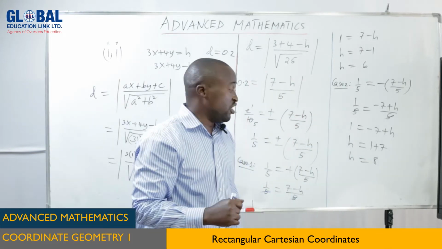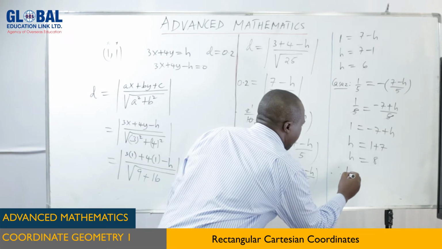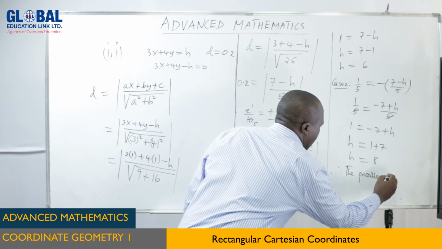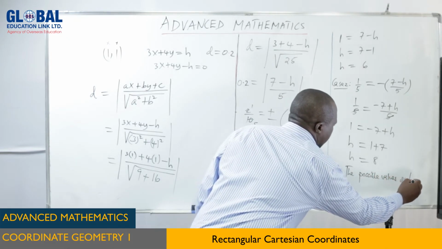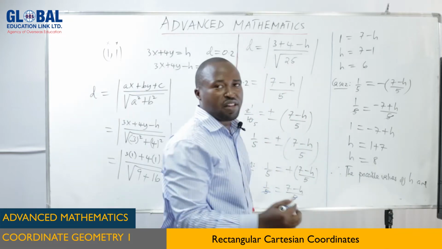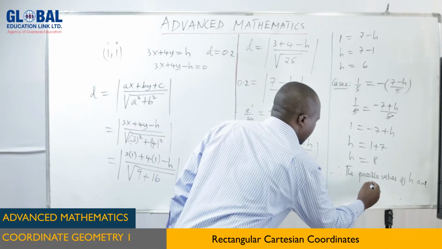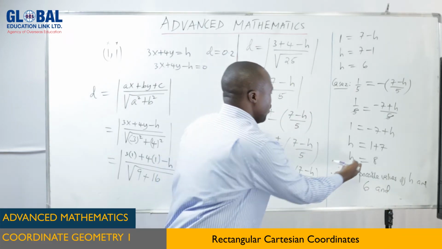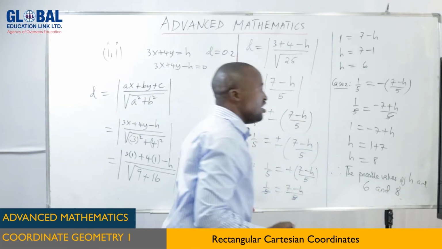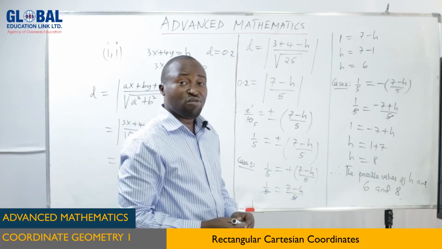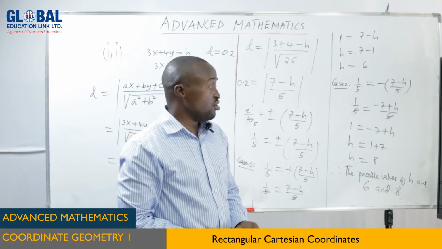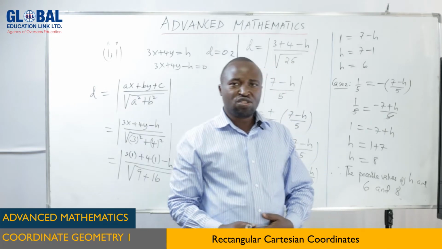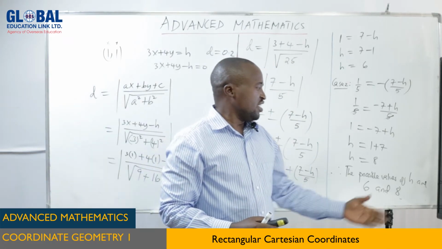Now we have two values of h. So here we just say the possible values of h are, remember the first value, we have 6. And the second possible value of h, that is 8. So those are the possible values of h. And that was review question 1B. So let us proceed with C.